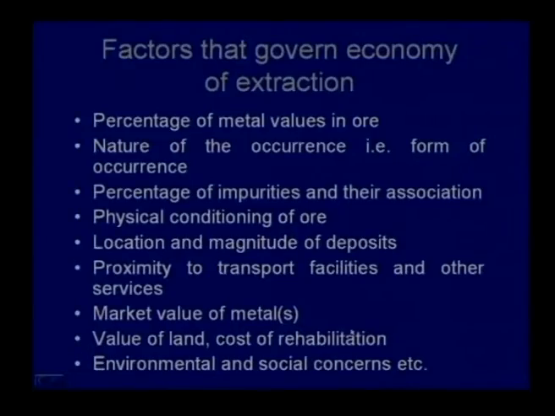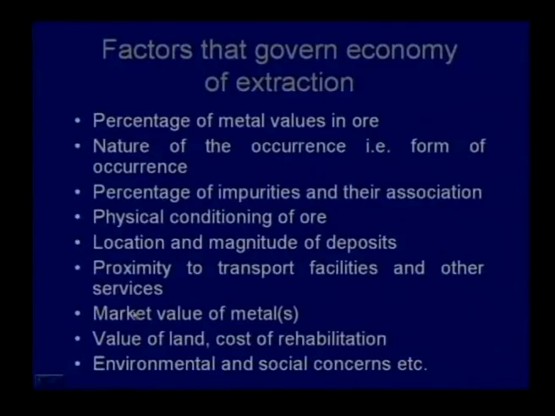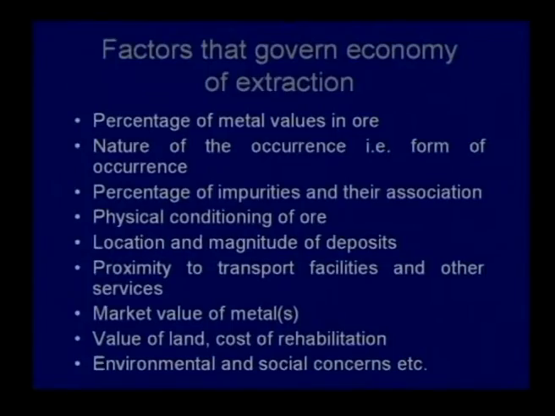Proximity to transport facilities and other services. Suppose in the Himalayan range you find some ore bodies. Well, it may be good from theoretical point of view, but from practical point of view we cannot exploit them. So, we would not consider it to be ore. Market value of metals. If an ore has metals, maybe high values, but the market value is negligible, then it is not much of an ore.